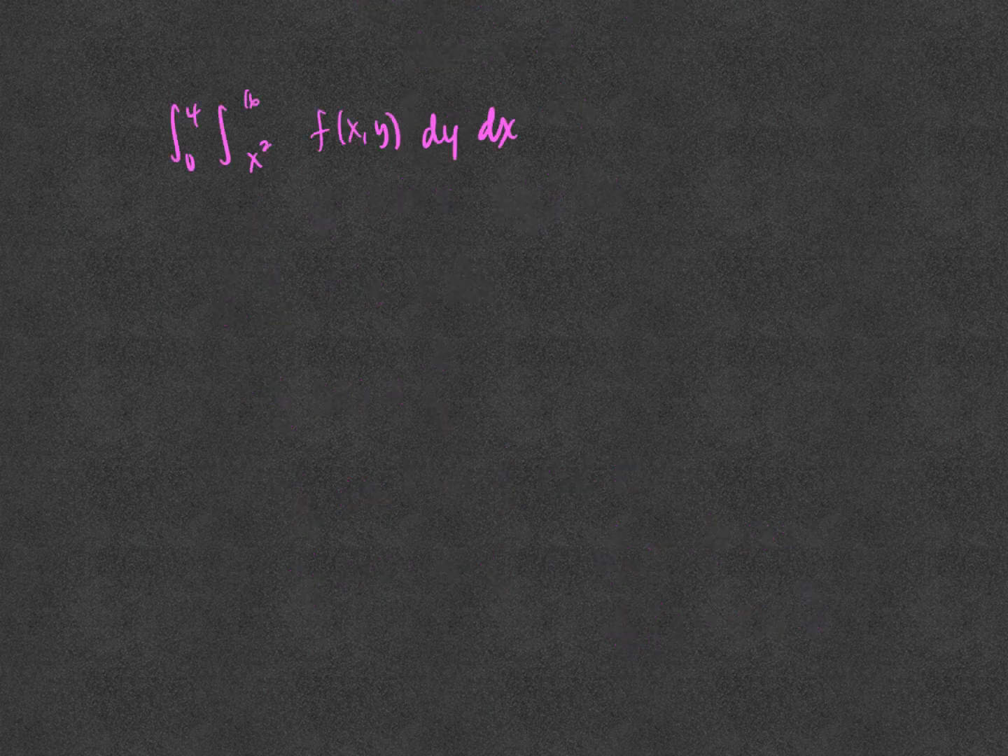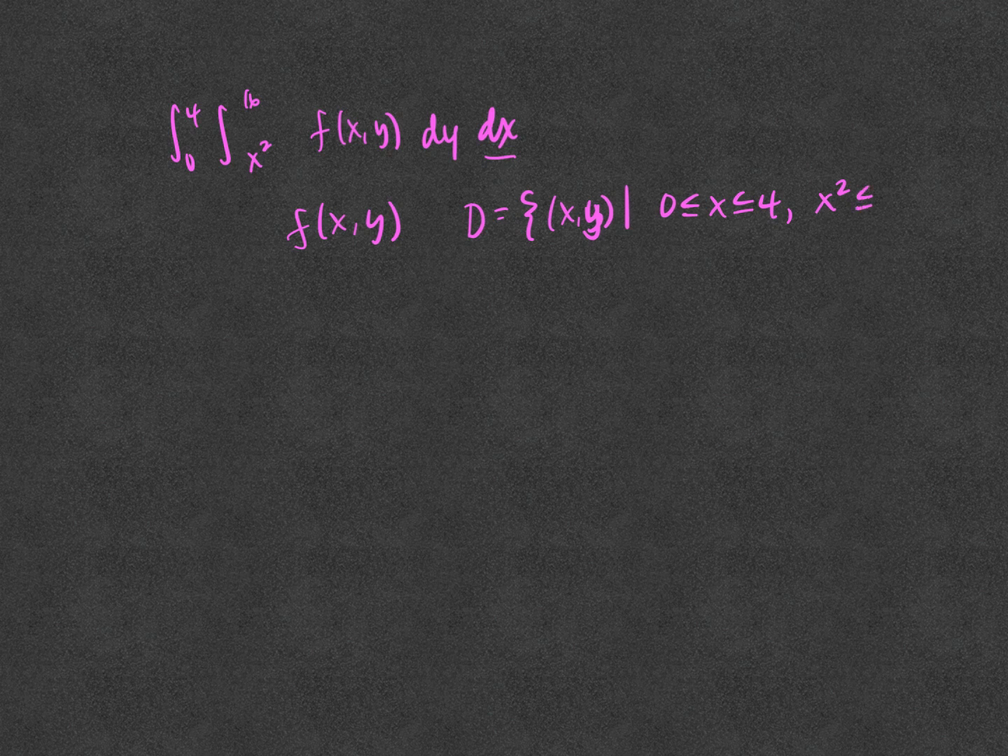The directions on this problem say sketch the region of integration and change the order of the integration. Notice that you don't even have to integrate, you just have to change the order. So you're going to say f of x, y, and you're going to break it down. So let's say that the region is, first of all, x is your outer boundary, so x is between 0 and 4. And then y is between x squared and 16.